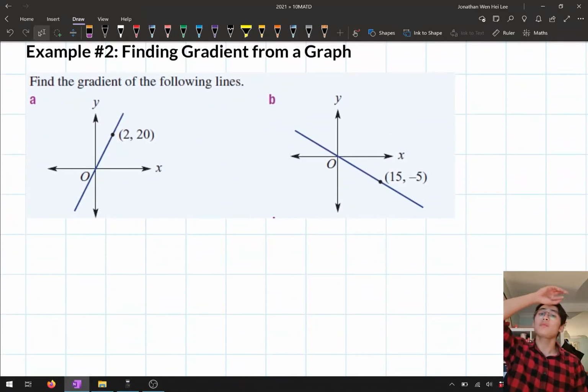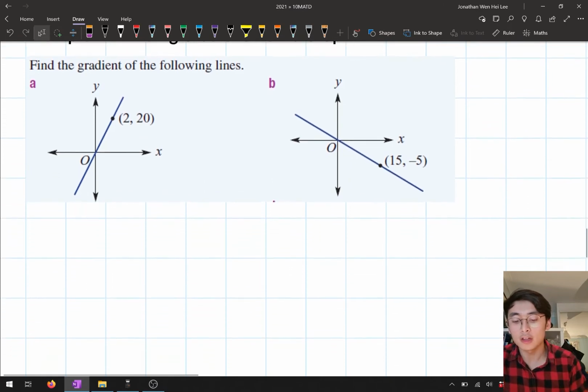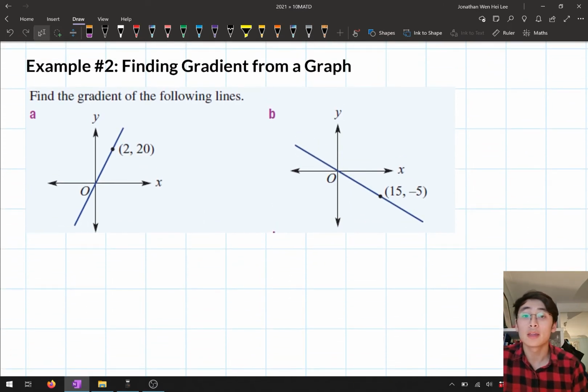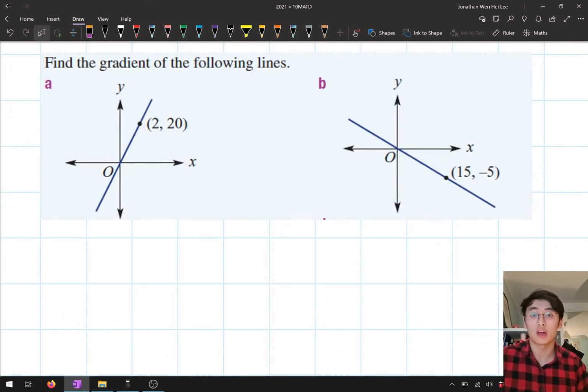So here, we're going to have a look at these examples. So this one here, example 2, finding gradient from the graph. Find the gradient of the following lines. Now this first one here, we don't have units, we don't have a grid to help us count up the rise and the run, but we have coordinates, and the coordinates are actually quite helpful for me because the coordinates tell me where it is, the y value, so how far it is up, and also my x coordinates, so how far it is left and right.